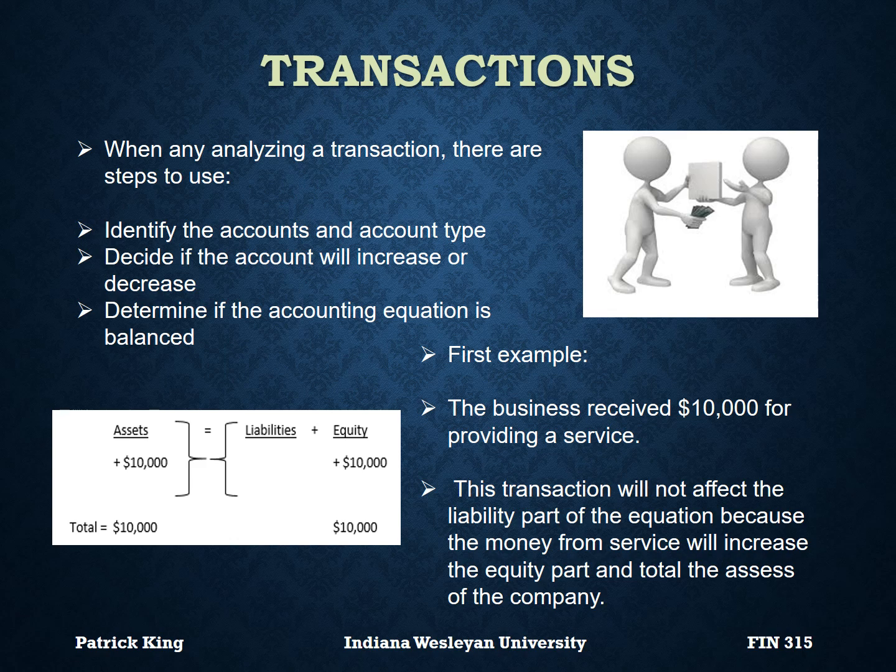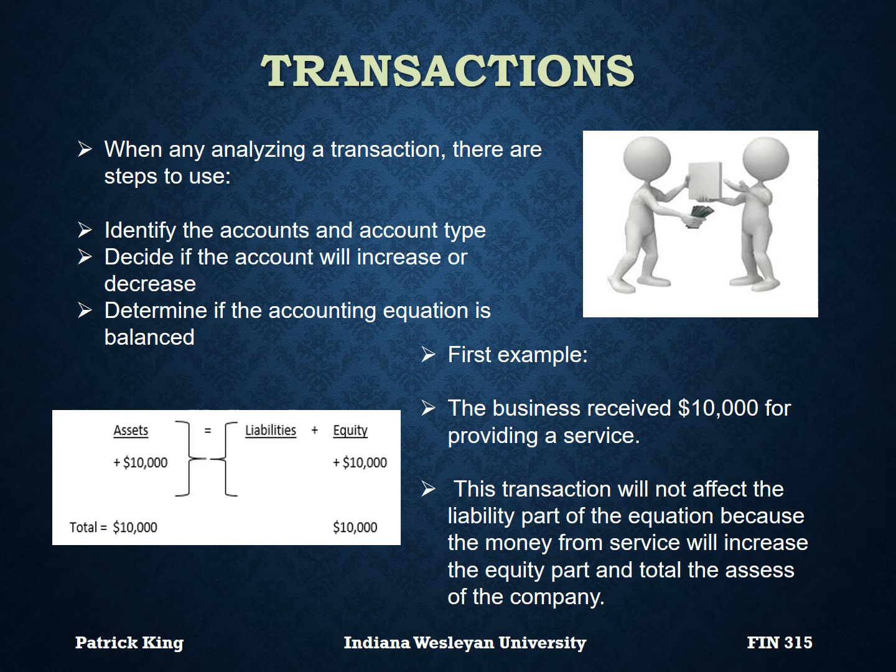When analyzing a transaction, there are three steps to doing so. The first step is to identify the accounts and what account type you'll be looking at. The second step is deciding if the account will increase or decrease across all accounts. Thirdly, when using the accounting equation, you'll determine if it is balanced across all three steps.